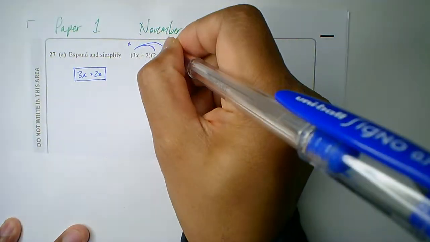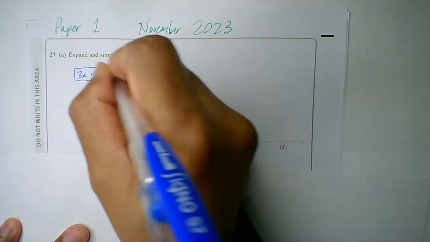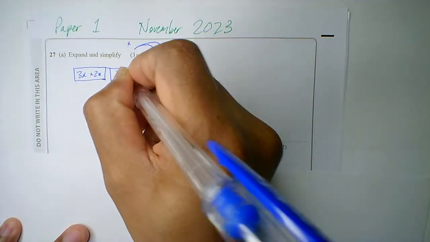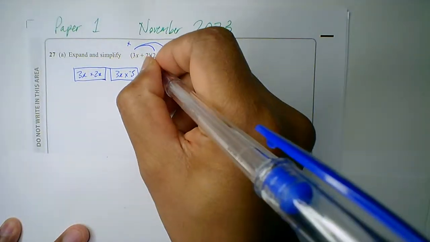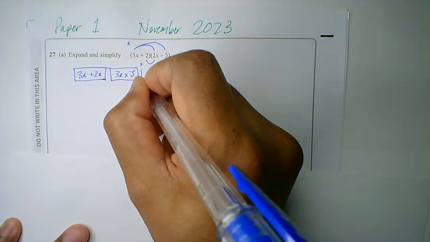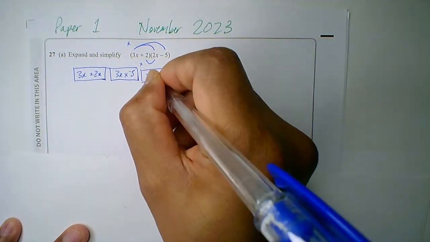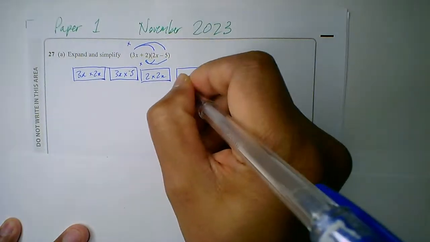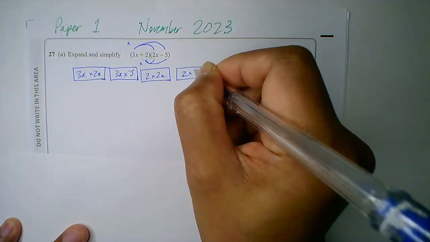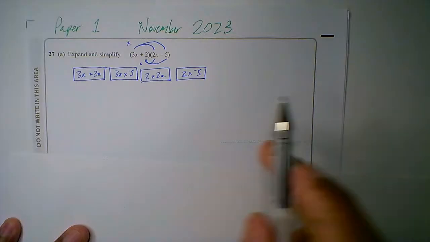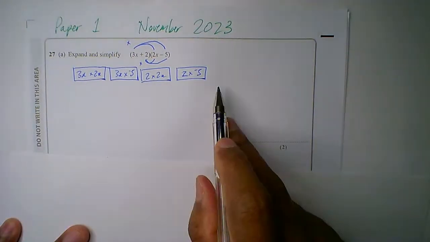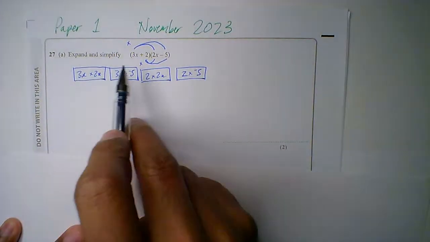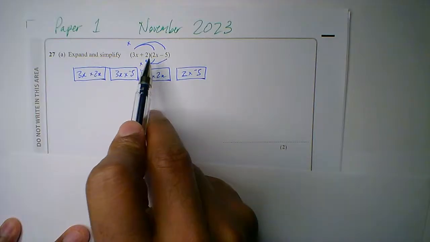And then this 3x is going to be multiplying the minus 5. And then this 2 is going to be multiplying the 2x. And then this 2 is going to be multiplying the minus 5. Okay, just by having these 4 terms, again, you get a method mark.